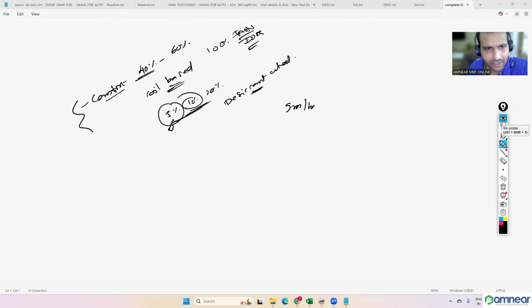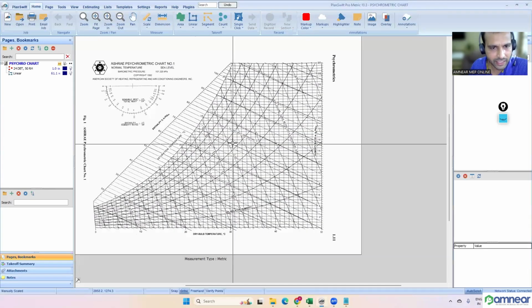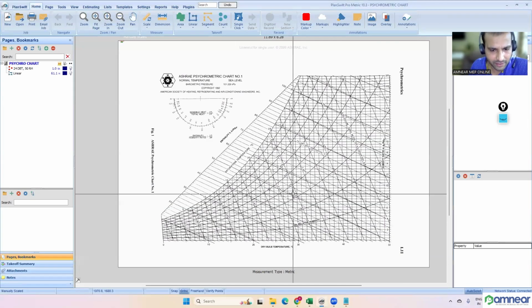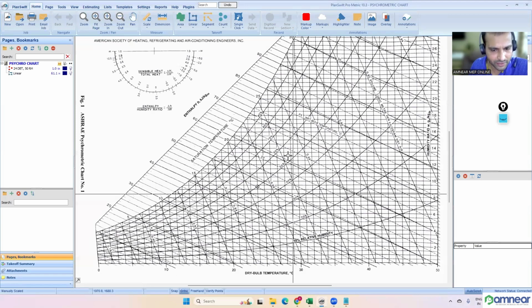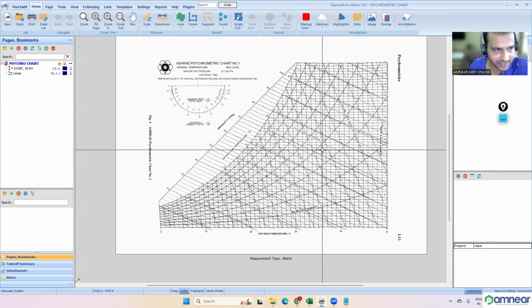For that, we need a psychrometric chart to explain it. This is a SI metric based psychrometric chart, which I have taken from ASHRAE. If anyone has already watched the psychrometric sessions before, I have explained these things, but in another way in a previous session.